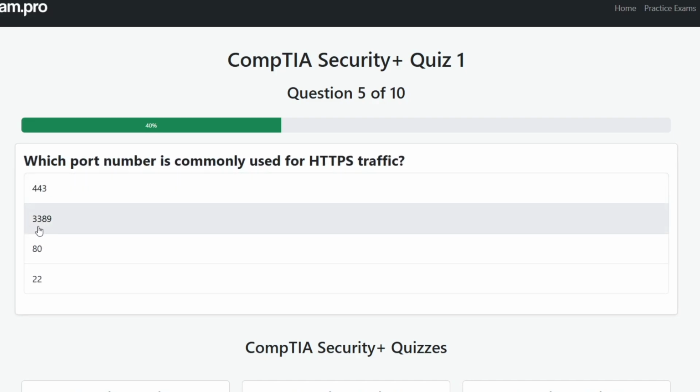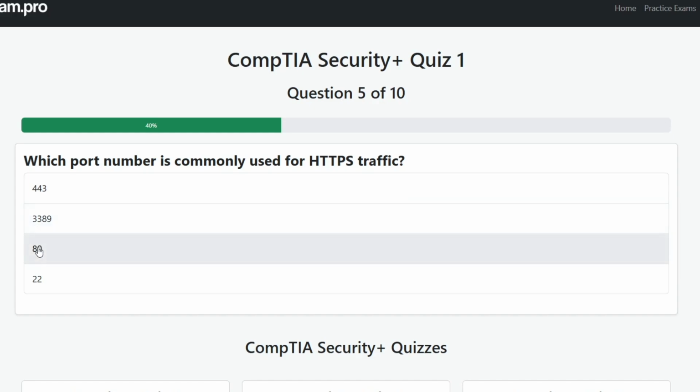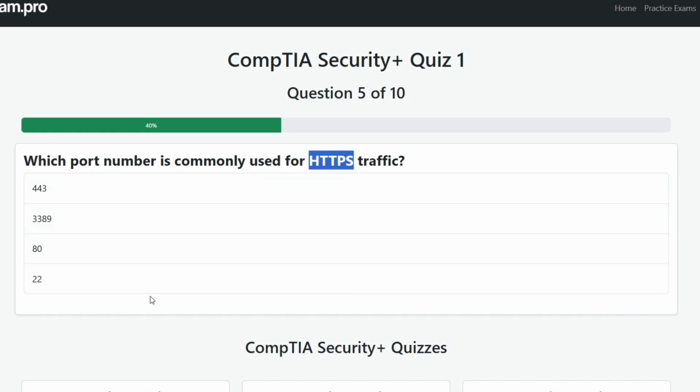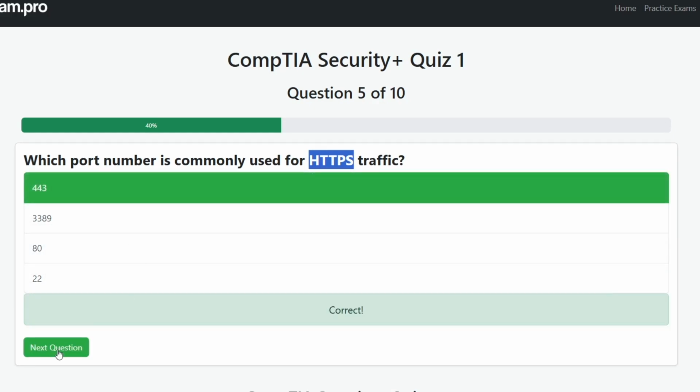Port 3389 is remote desktop. That's RDP. Port 80 is HTTP, which is the unsecure version of HTTPS. And port 22 is SSH. So the correct answer is 443.